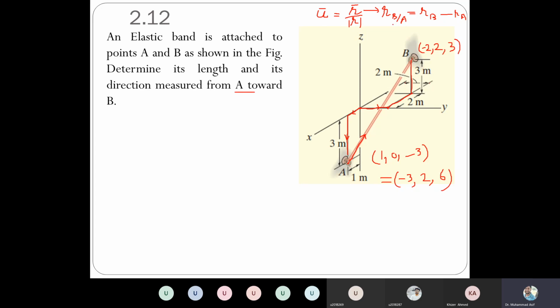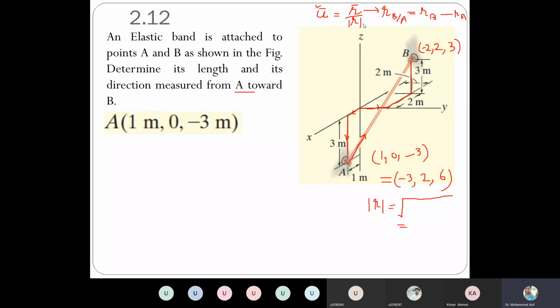So once we have the position vector, we can get its magnitude, right? How can we get that magnitude? We have to take the square root of minus 3 squared plus 2 squared plus 6 squared. That will give you the magnitude. And finally, how to get a unit vector? We have to divide the position vector by its magnitude.